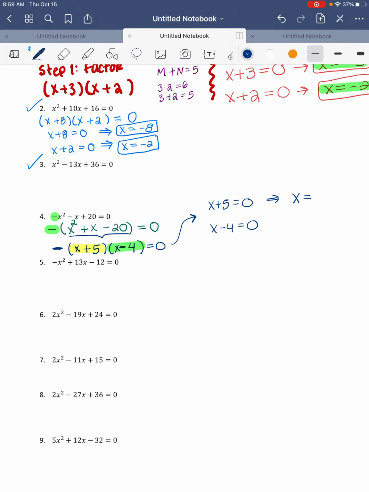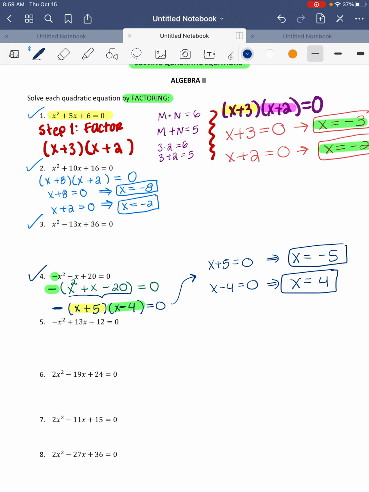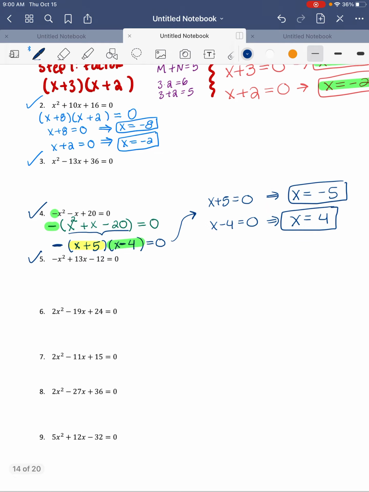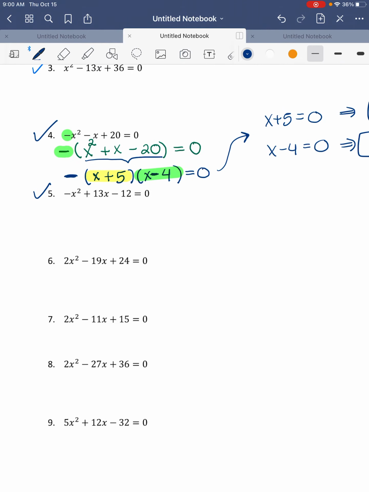From here, x equals negative 5. So one answer is done. From here, x equals positive 4. The answer is done. And we have question 4, and question 5 is the same. 6, 7, 8, and 9 are the same process.